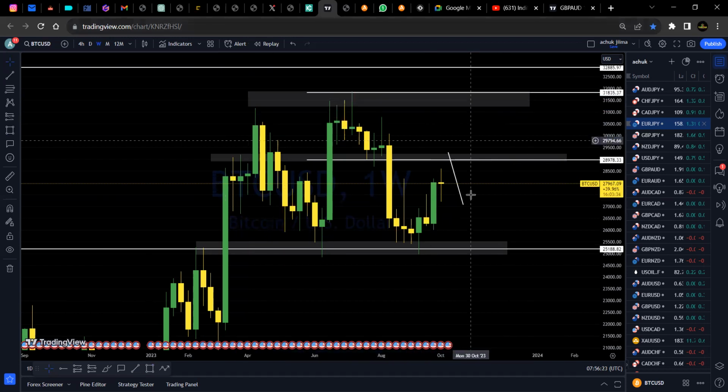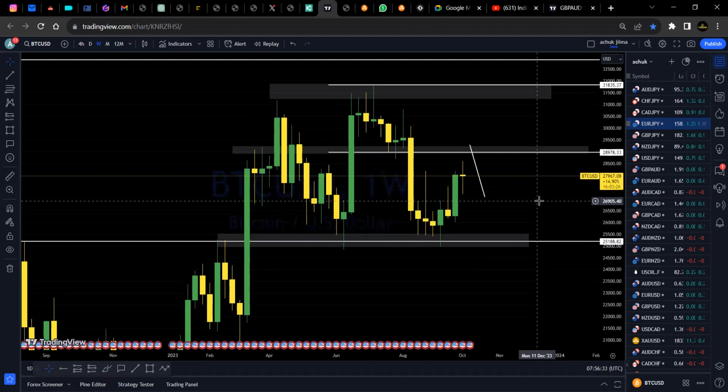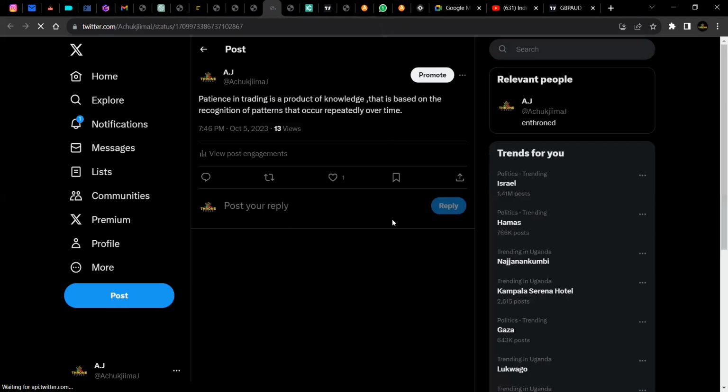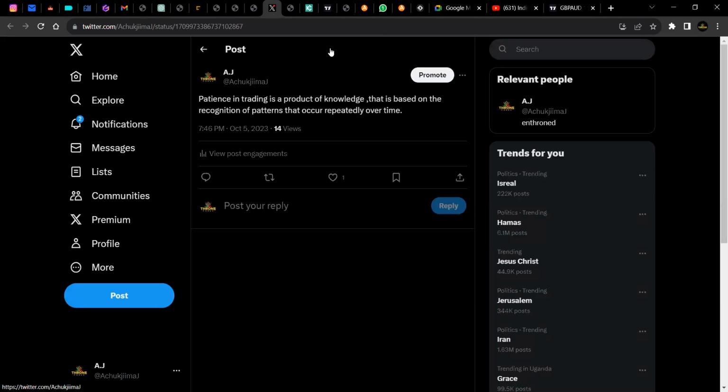So remember, you need to understand, once you have your key levels, all you have to do is be patient, and then you wait for the market to reach those key levels. You see, patience in trading is a product of knowledge. We had tweeted about this some time back, that you can't just be patient without knowing exactly what you want. So your patience in trading is a product of knowledge that is based on the recognition of patterns that occur repeatedly over time.